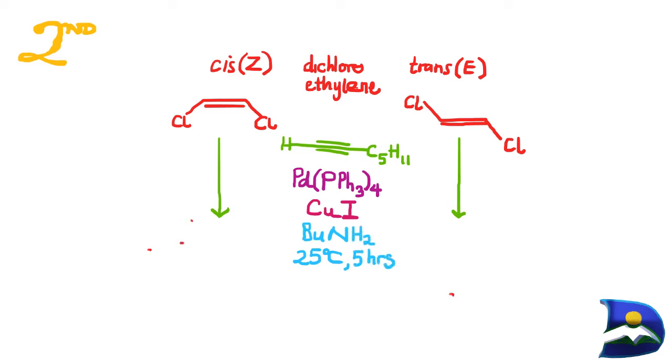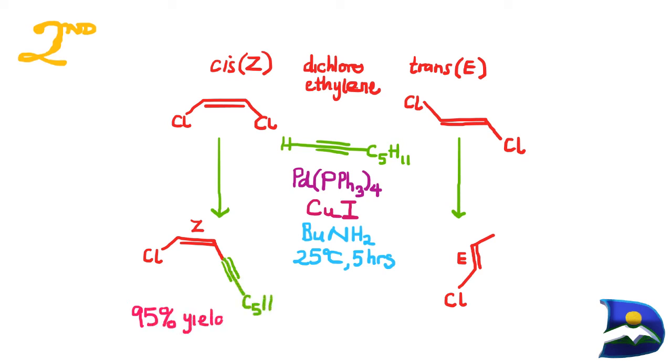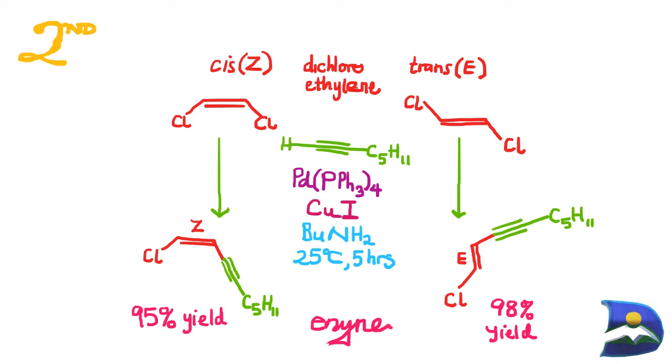We actually generate, on one side of the reaction, which involves the Z substrate, a 95% yield of our Z enyne, while on the other side we have an increase in the yield to 98% yield of our E form of our enyne product. Therefore, this shows an excellent yield and also a really high stereochemical purity for our target products.